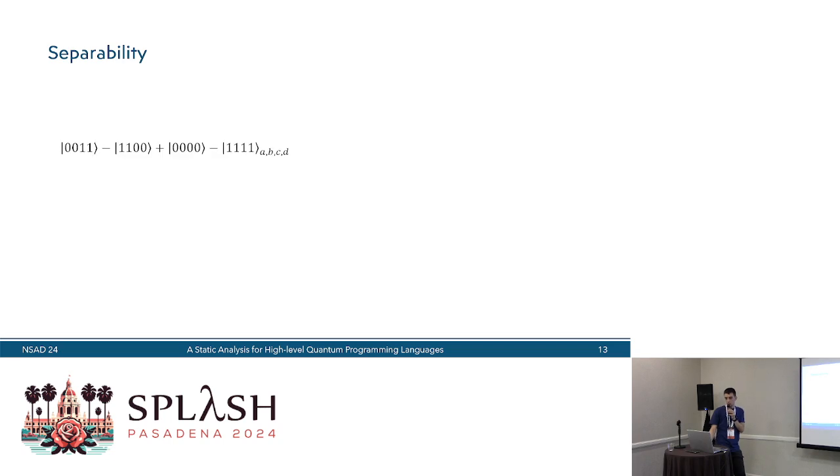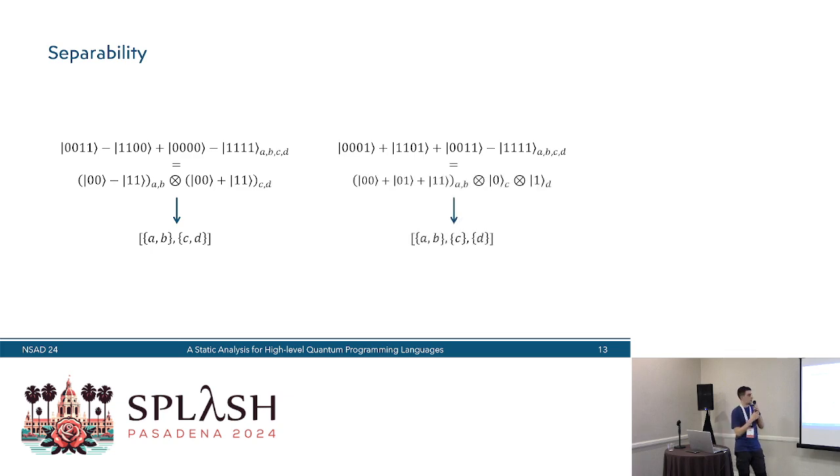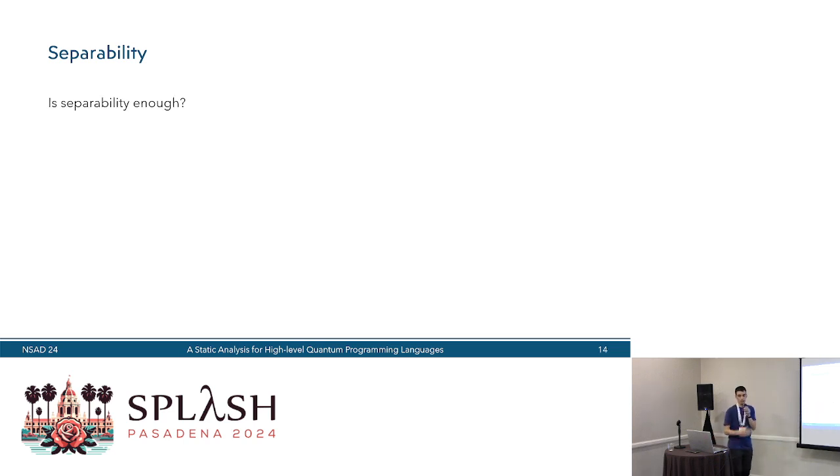Here there are some other examples. For example, in this case, we can separate A and B from CD, so we can represent the state in this way. And similarly in the other case, we can represent the separability in this other way. So apparently, we have obtained what we want, because given a state, we have the set of qubits that are separable. But is this enough to properly reason about entanglement?